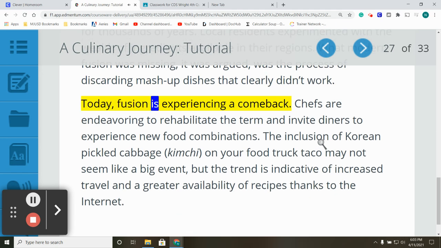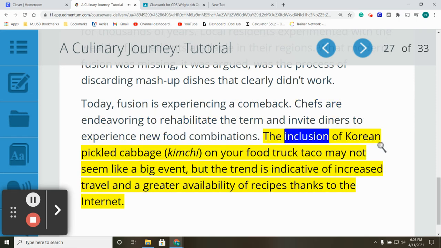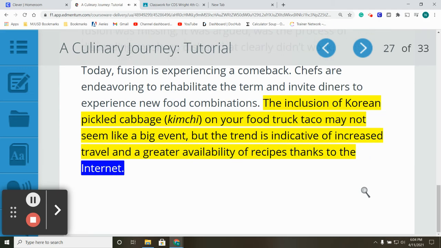Today, fusion is experiencing a comeback. Chefs are endeavoring to rehabilitate the term and invite diners to experience new food combinations. The inclusion of Korean pickled cabbage, kimchi, on your food truck taco may not seem like a big event, but the trend is indicative of increased travel and a greater availability of recipes thanks to the internet.